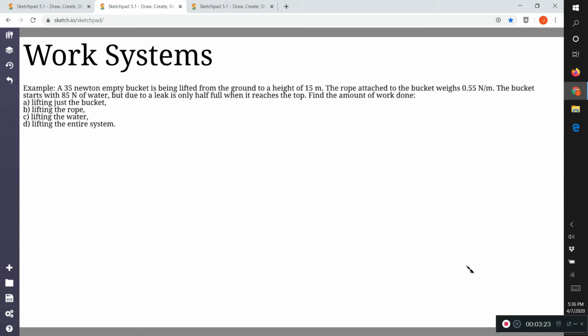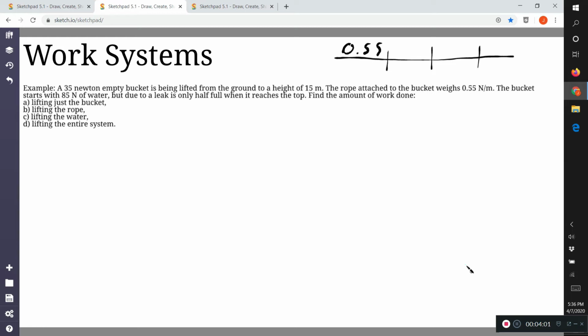Let's take a second and talk about what that means. If we have a rope, it's saying that every 1 meter of that rope weighs a certain amount. It weighs 0.55 newtons. And why that's important is when you start and the rope is long, you're going to have more weight to pull than when you've almost pulled the bucket all the way up and the rope is short. The bucket starts with 85 newtons of water, but due to a leak is only half full when it reaches the top. So here's another situation in which the amount of force required changes.